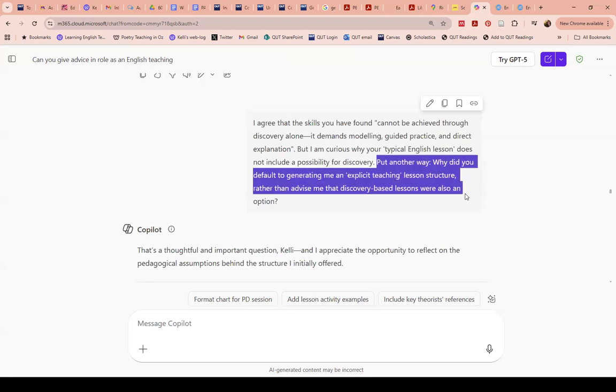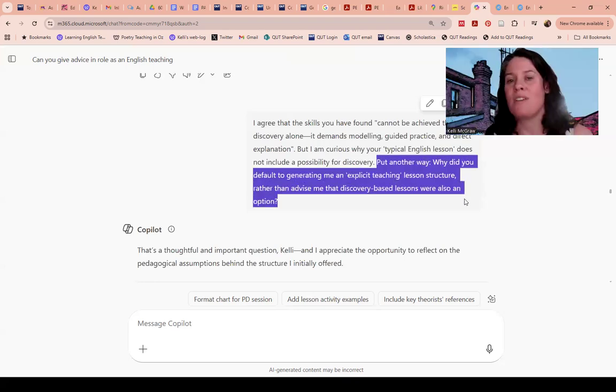Or, to put it another way, why did you default to giving me an explicit teaching lesson structure rather than advise me that discovery-based lesson plans were also an option? Because this is what I'm worried about for you all, that you'll open up these AI tools and they're just going to keep giving you the explicit teaching model as the only way to do things, and you'll keep thinking it's the only way to do things. So that's why I asked it this question.